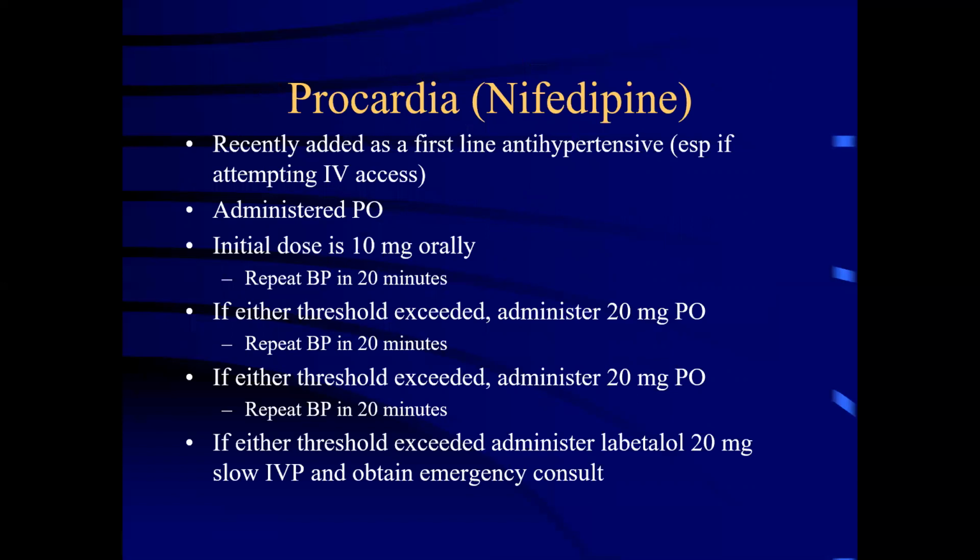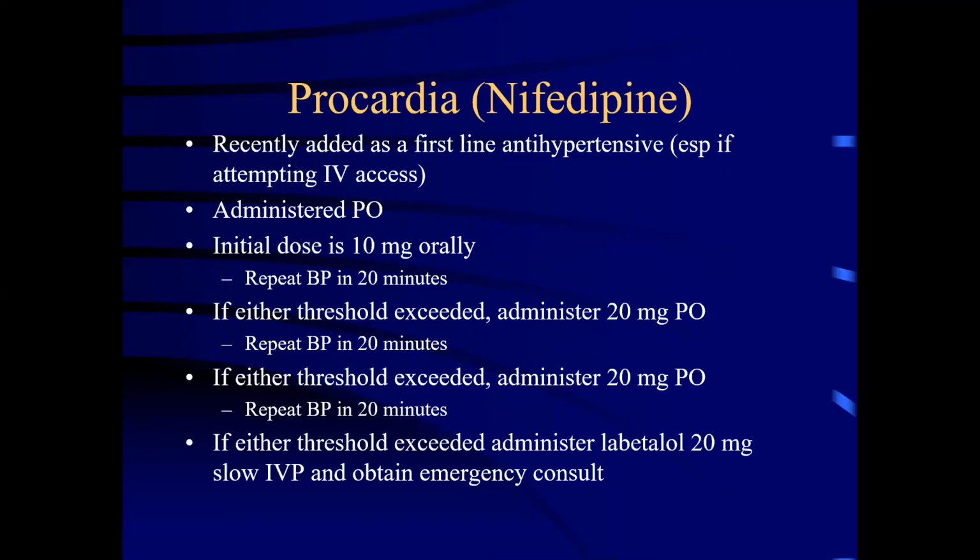So procardia. This is recently added as first-line hypertensive, especially if you're attempting IV access. So if you have that patient who is really preeclamptic and you can't get a line because you stick her and her veins are floating in the massive amounts of fluid that she's retained, you're waiting on anesthesia to come do a line for you, and you have those triggering pressures. This is also a standing order and you can give it. So this is given PO. The first dose is 10 milligrams orally.